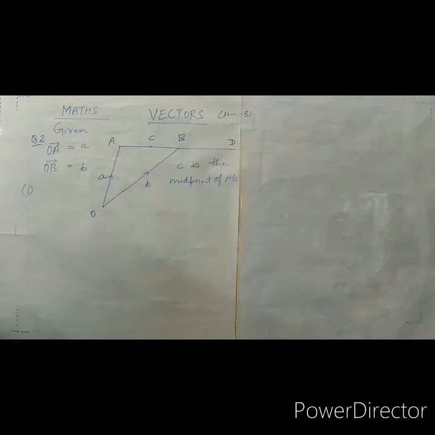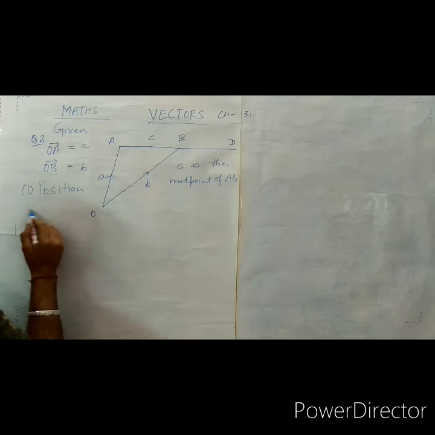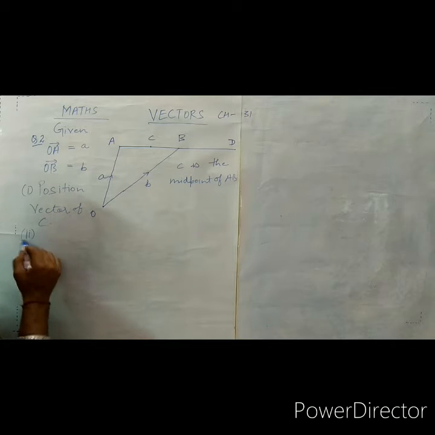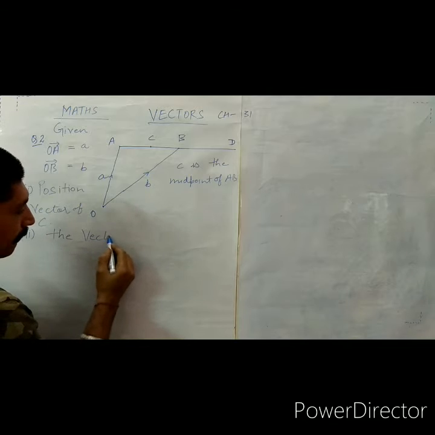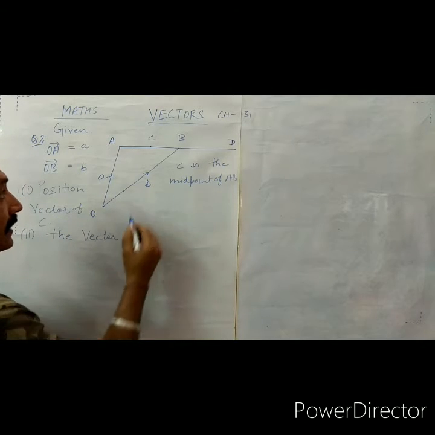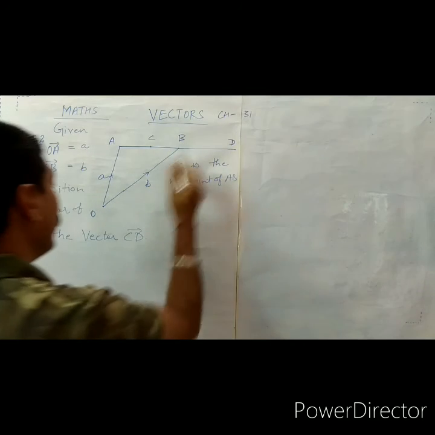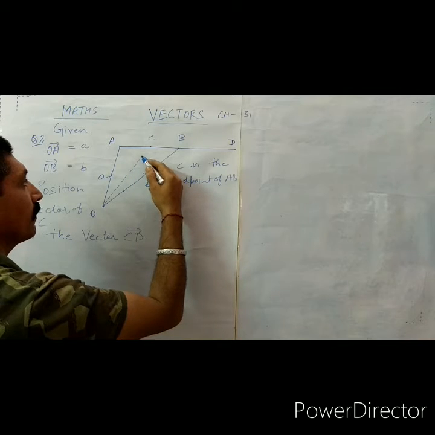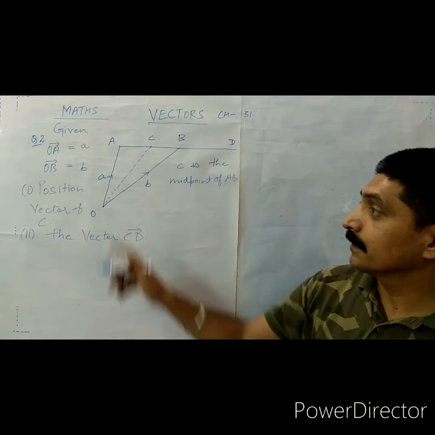We have two parts. We have to find first the position vector of C, and the second part we have to find the vector CD. So how to go ahead? First we will find the vector OC in terms of your vector A and B. So let's start first that OC vector.